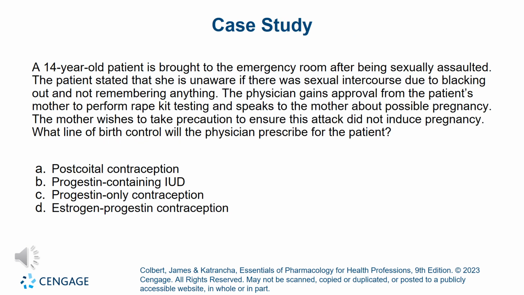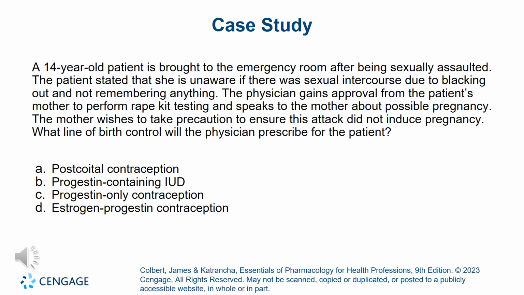Case study. A 14-year-old patient is brought to the emergency room after being sexually assaulted. The patient stated that she is unaware if there was sexual intercourse due to blacking out and not remembering anything. The physician gains approval from the patient's mother to perform rape kit testing and speaks to the mother about possible pregnancy. The mother wishes to take precaution to ensure this attack did not induce pregnancy. What line of birth control will the physician prescribe for the patient?